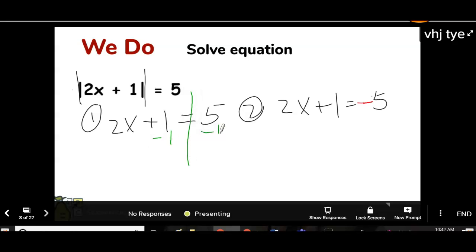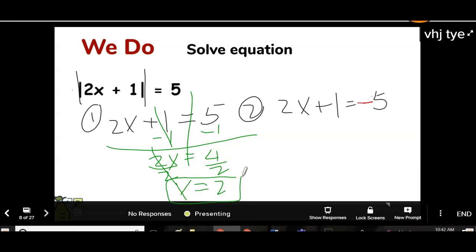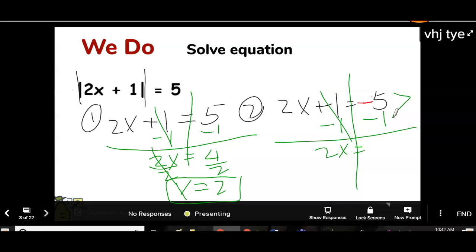For the first equation, subtract 1, and then divide by 2. So this is one solution. For the second one, you solve it the same way. On the other side, the number is changing, so your result is changed. -5 minus 1 is -6. And then divide by 2. So you have these two results.